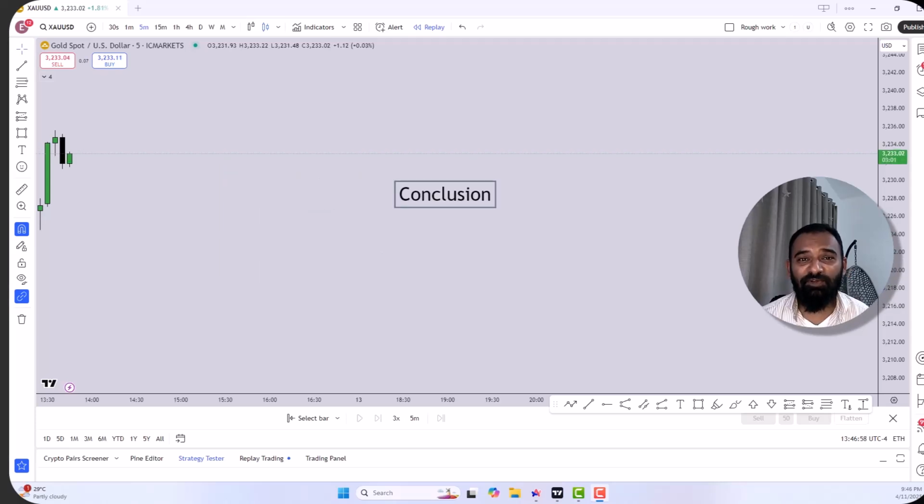Order blocks are one of the most reliable concepts in trading, but they require patience and practice. Start with your chart. Start marking order blocks on your charts and observe how price reacts to them.